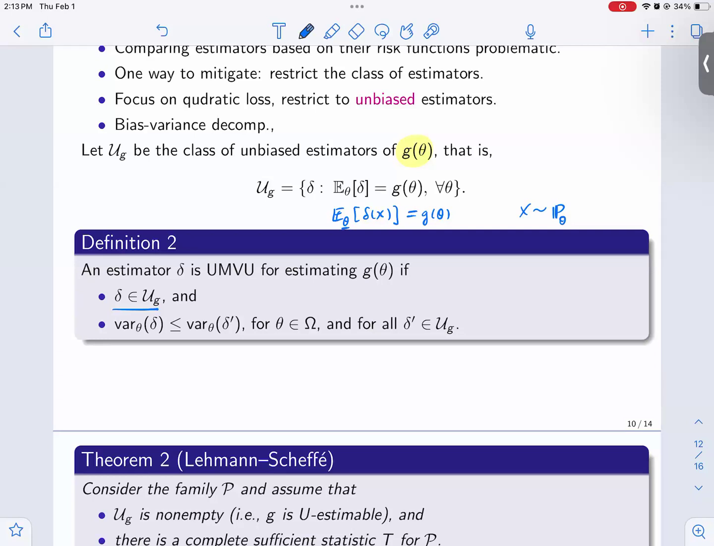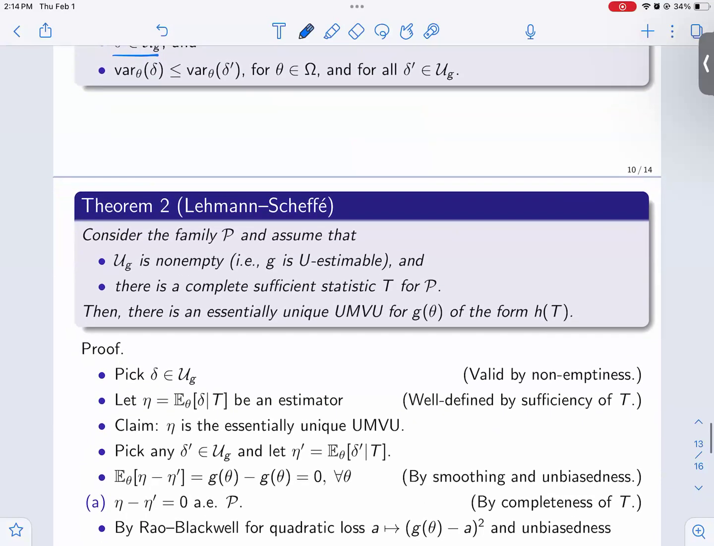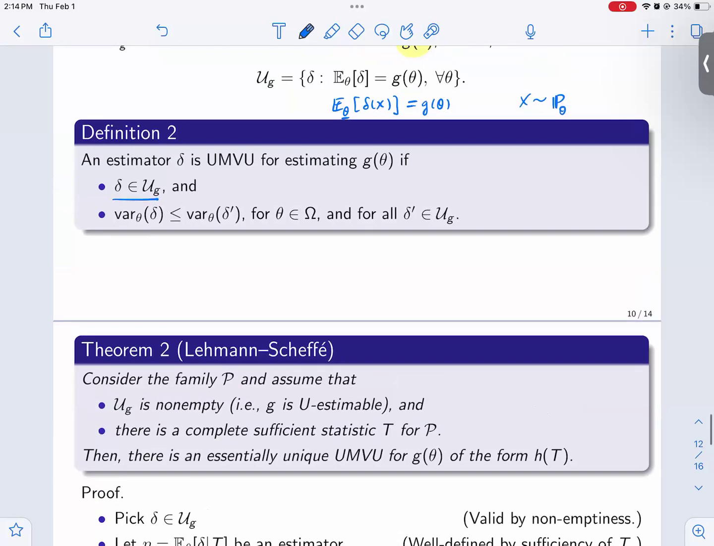Sounds good? Definition is good. So this is a very strong property to ask. Similar to testing, where you get the uniformly most powerful test, whenever you have some sort of uniform domination, it's generally a difficult condition. It may or may not exist.